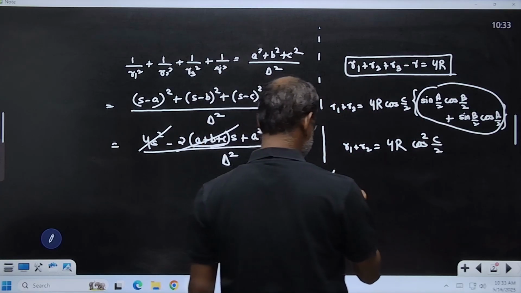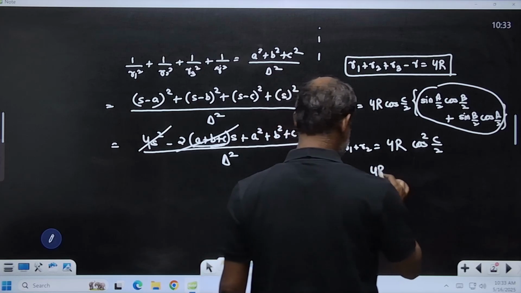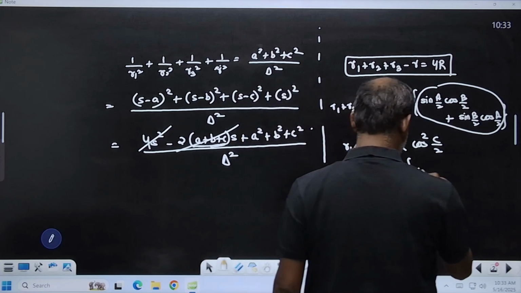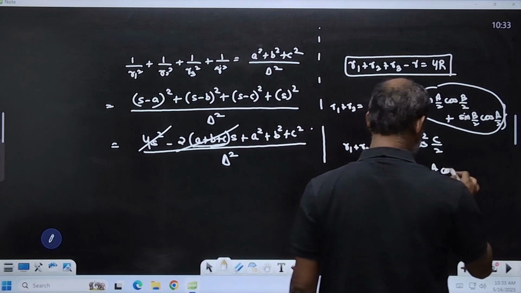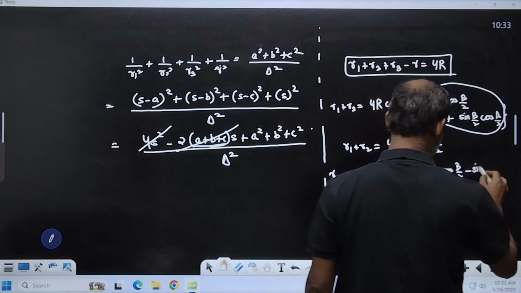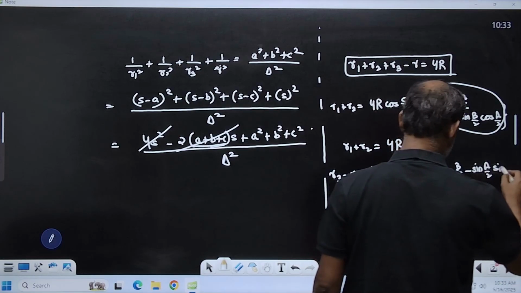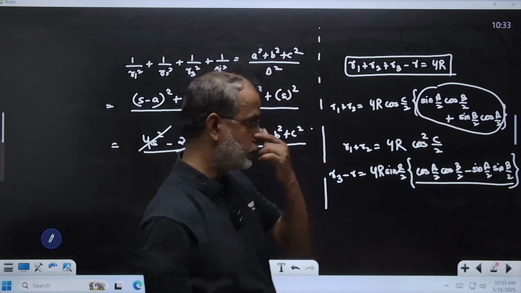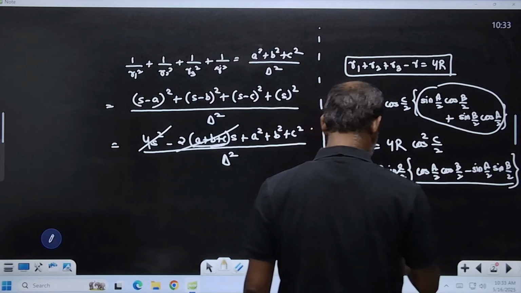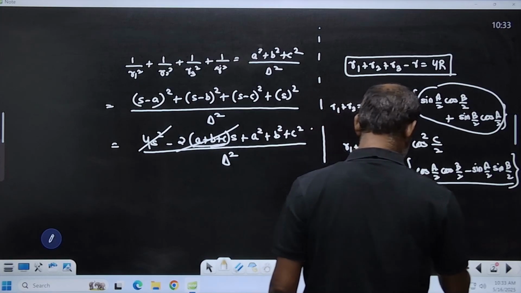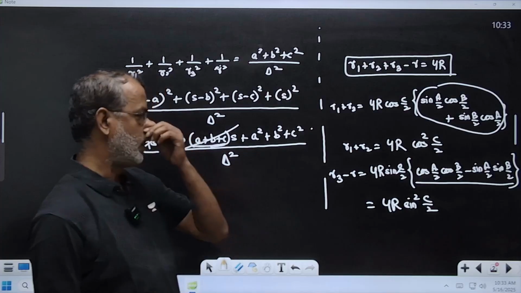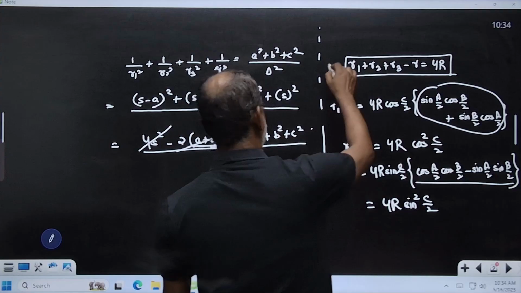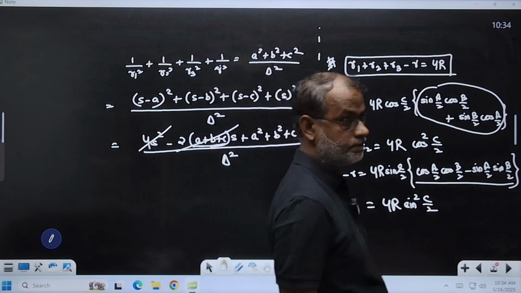For r3 minus r, you have 4R sin C by 2 as common, and then you have cos A by 2 cos B by 2 minus sin A by 2 sin B by 2, which is cos of (A plus B) by 2, which is sin C by 2. So, this is 4R sin square C by 2. So, r1 plus r2 plus r3 minus r is 4R. This is one thing that may on occasions be needed.